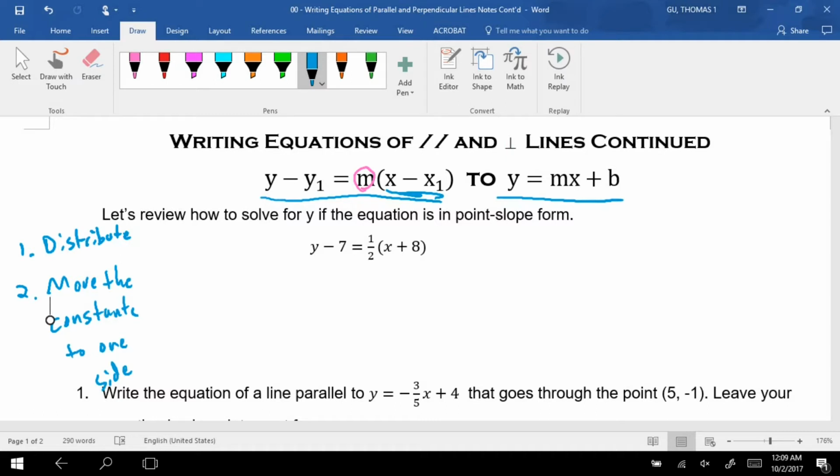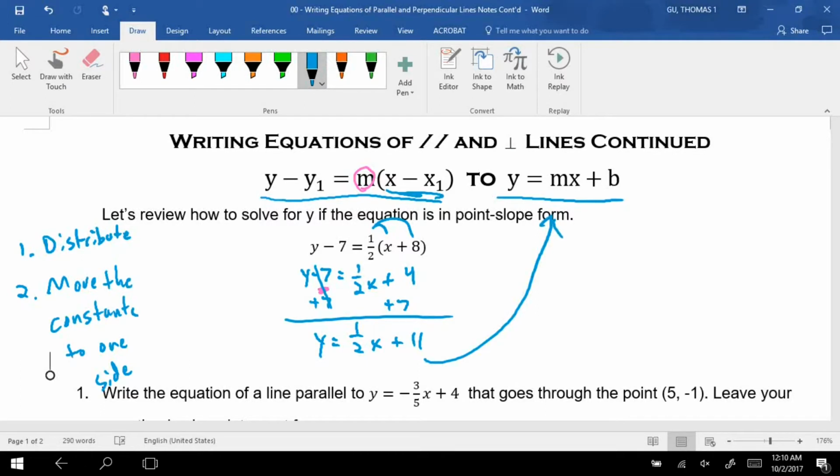For example, we've got y minus 7 equals 1/2 times x plus 8. First we distribute: 1/2 times x is just 1/2 x, plus what's 8 times 1/2? That's 4. Now we move the constants to the other side. We add this 7 to both sides to get rid of it on the left side. That cancels out, and we've got y equals 1/2 x plus 11. As you can see, this is in y equals mx plus b slope intercept form.